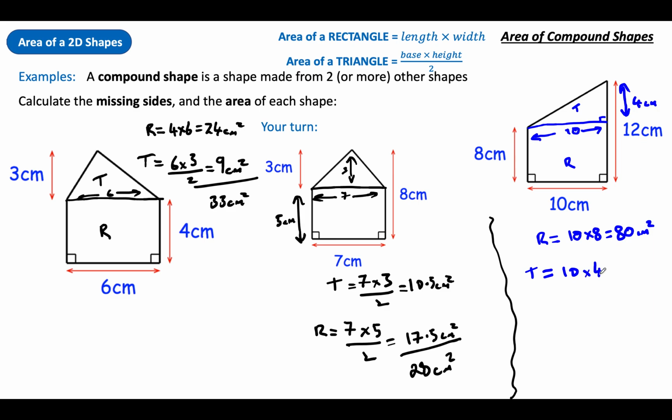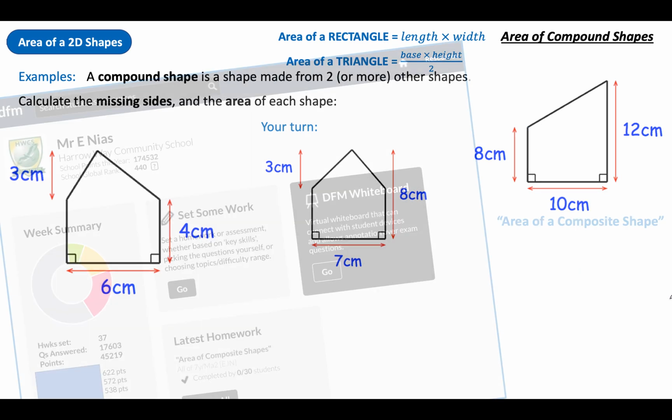So 10 times 4, and then halve it. 10 fours are 40, divided by 2 is 20. Come on, computer, why are we not writing? Centimeters squared. Add them all together for the total, which is 100 centimeters squared. Cool, hope you got that right.